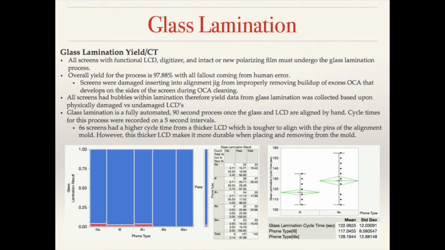This process also illustrates a very stable cycle time as it is a fully automated process, and therefore the only variation in cycle time will arise from alignment within the jig as well as possibly loading and unloading the part from the automated machine.